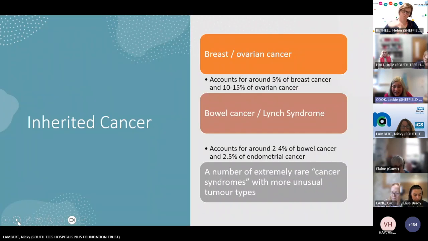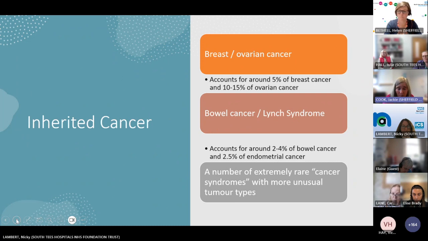So the commonest inherited cancers that we see are breast and ovarian cancer, and these genes account for about 5% of all breast cancer. So back to me saying again, most cancer is not inherited. A slightly greater percentage of ovarian cancer, about 10 to 15%. The next commonest one that we see is inherited colorectal cancer, which we call Lynch syndrome. And that accounts for about 2 to 4% of all colorectal cancer and about 2.5% of uterine or endometrial cancer. So these are the common ones.